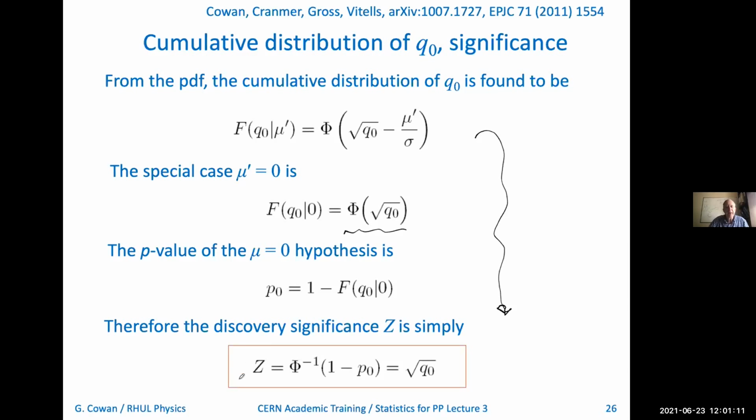And then you'll notice that if I apply the formula for the significance, that involved the inverse of the cumulative distribution for a Gaussian. And so lots of factors cancel away, and I'm left at the end of the day with a very simple formula, and that is that the significance with which you would reject mu equals 0 is just given by the square root of that statistic. Done. So very simple formula at the end of the day. So if you do the measurement, if you see Q0 equal to 25, then you have a 5 sigma effect.